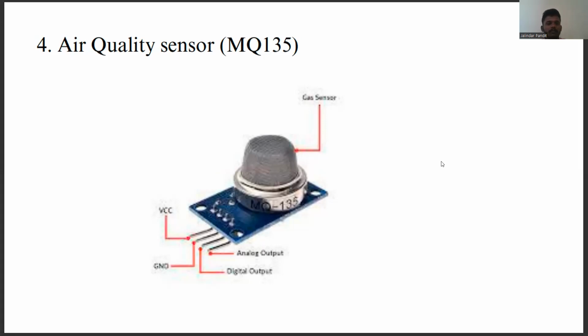So the MQ135 sensor module has 4 pins. VCC, this pin is used to power the sensor module, with a recommended voltage range of 5 to 12 volts. Ground, this pin is used to connect the sensor module to the ground. Analog output, this pin outputs an analog voltage signal corresponding to the concentration of the detected gas. Digital output, this pin outputs a digital signal that indicates whether the gas concentration is above or below the set threshold.